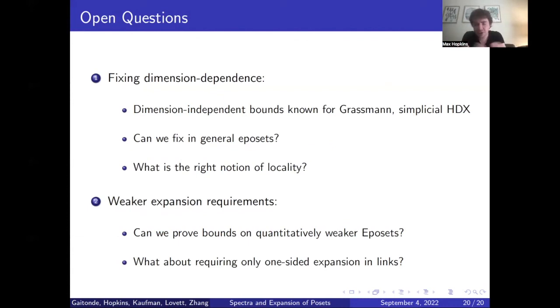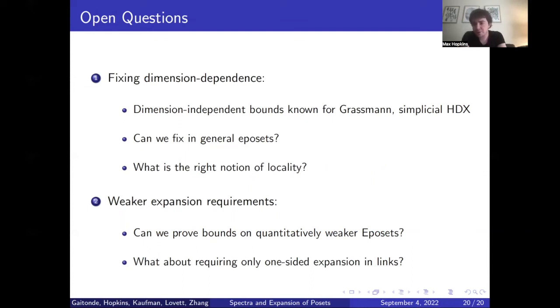And the second thing I want to quickly bring up is proving this type of theorem under weaker expansion requirements. In particular, the quantitative expansion that we require for our bounds is very, very strong. Certainly there are families that satisfy this, even sparse families. But many objects of interest are quantitatively weaker high-dimensional expanders. And at the moment, because our techniques have a lot of buildup and error in the spectral term, we don't know how to prove really anything for quantitatively weaker expanding posets.